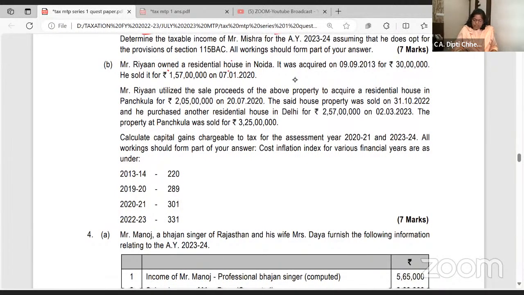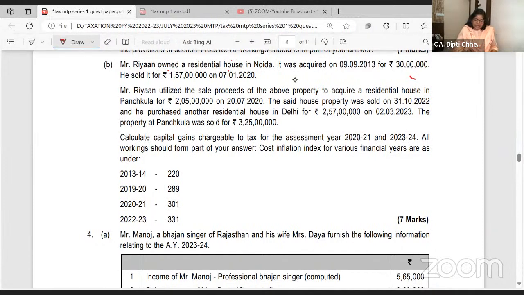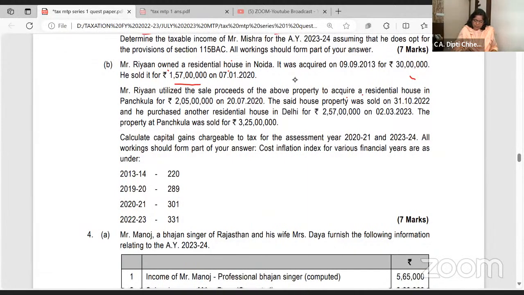Rian owned a residential house. 15 minutes more and we'll be done. It was acquired on September 2013 for 30 lakhs. And he has sold it for 157. Rian utilized the sale proceeds to acquire another house. Residential house. Pehle, ghar bechne ke, he sold the house when? In July 20. Within the sale of house, 7 months only he has purchased the house. Otherwise also you can purchase the house within 2 years, construct within 3 years.